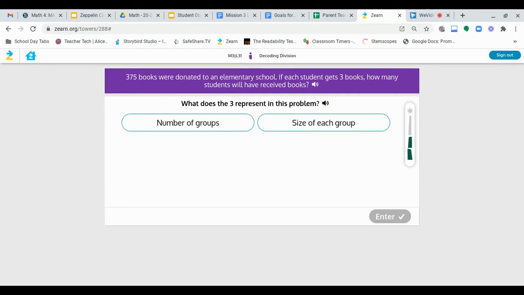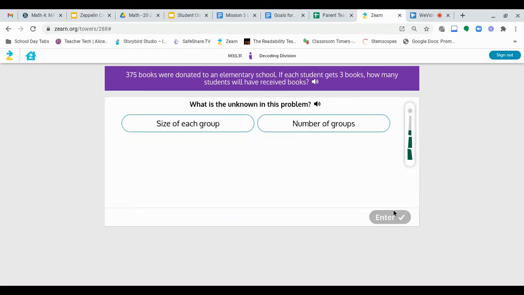So again, 375 books were donated to an elementary school. If each student gets 3 books, how many students will have received books? It's asking us, what does the 3 represent in this problem? Is it the number of groups or the size of each group? Well, each student gets 3 books. So that's telling us the size of each group. Each group is the student, and each student gets 3 books.